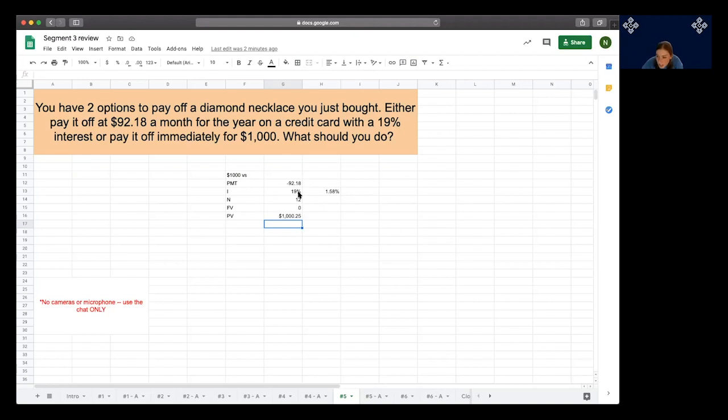Is this assuming you can get a 19% return on the money you don't spend if you go with the monthly plan?